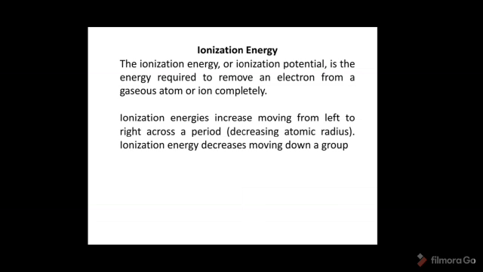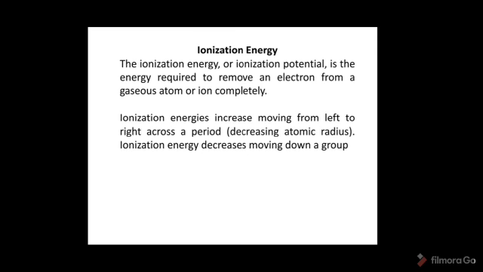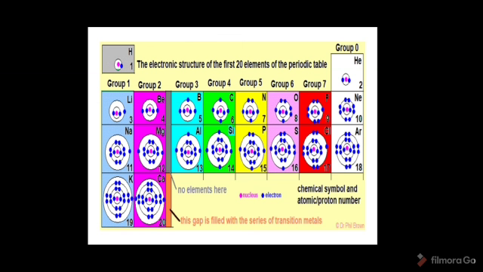So ionization energy or ionization potential is the energy required to remove an electron from a gaseous atom or ion completely. What about electron affinity? Electron affinity is the ability of an atom to accept an electron. Ionization energy increases when you move from left to right, and decreases when you move from top to bottom in a given group. Why? When you move from top to bottom, the atomic size increases and it will be very easy to remove the electron from the outermost shell.